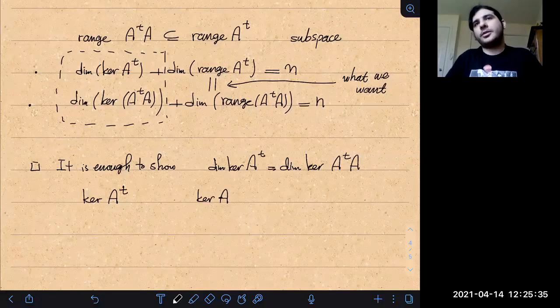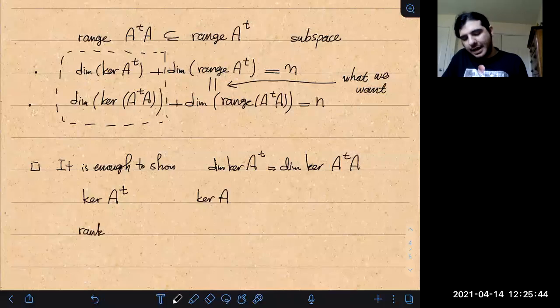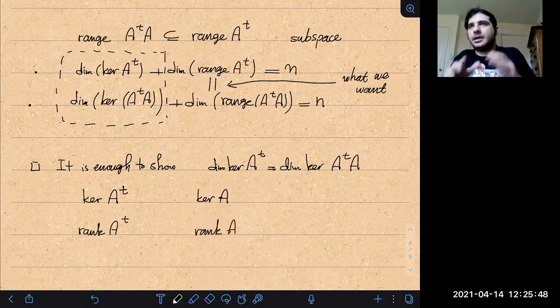So what do we know about these? The idea is usually, I'm sure you're familiar with that, to compare the rank of A transpose and the rank of A. Actually, it was in the quiz you had recently. It's kind of related to that. So what is the rank of A and what is the rank of A transpose? Does anyone want to give an answer?